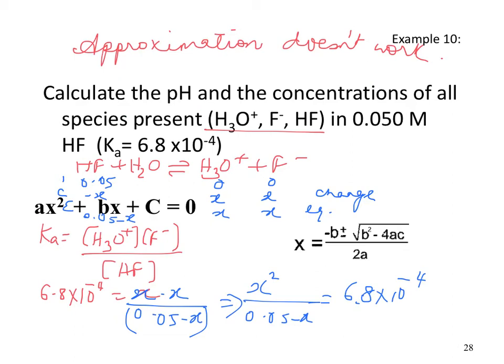Now if you have to ask whether the approximation holds true or not, you're going to take a look at the concentration, 0.05, divided by the Ka number. When you find the ratio, that comes out to be about 73.5. So that value is not more than 100. You cannot use the approximation. So in this case, you will have to solve the quadratic equation.